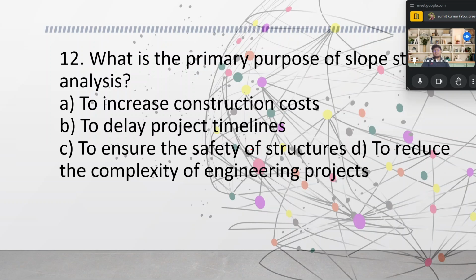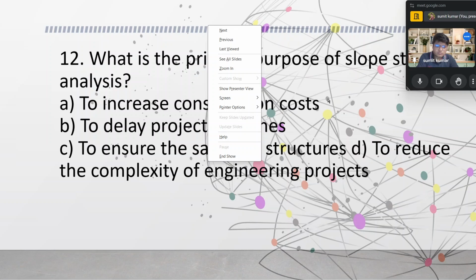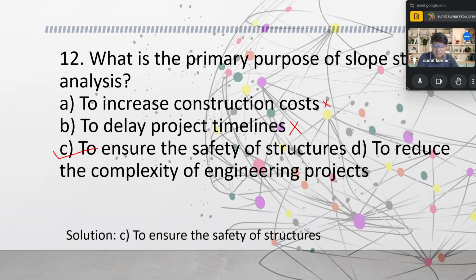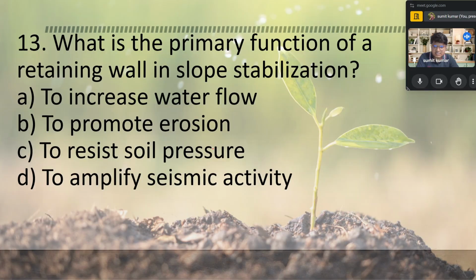Now the next question is what is the primary purpose of the slope stability analysis? To increase the construction cost? No. The next one is to delay the timeline of the project? No. To ensure the safety of the structure, right? To reduce the complexity of the engineering project. To ensure the safety of the structure is the correct answer. Option C is the correct answer.